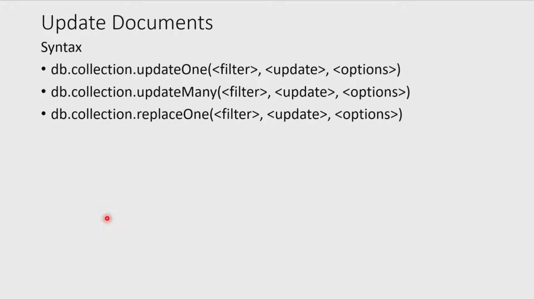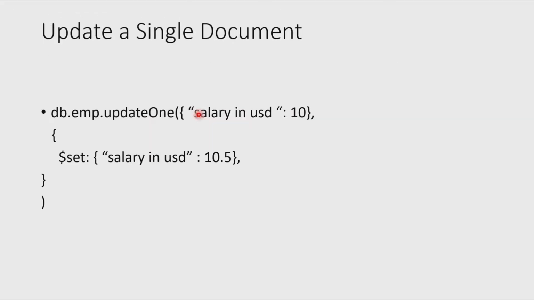If we have to update the collection, we have db.collection.updateOne or updateMany. So this is the syntax: db.employee.updateOne. We give the condition like salary in USD is 10, and then we set salary in USD should be 10.5. Like this, it will be updated. And then when you say db dot collection name dot find, it will display you the updated value.